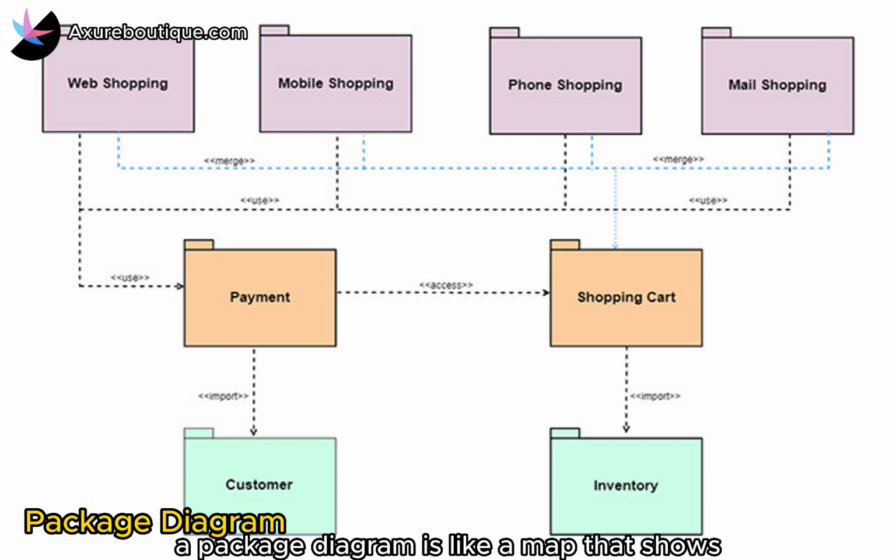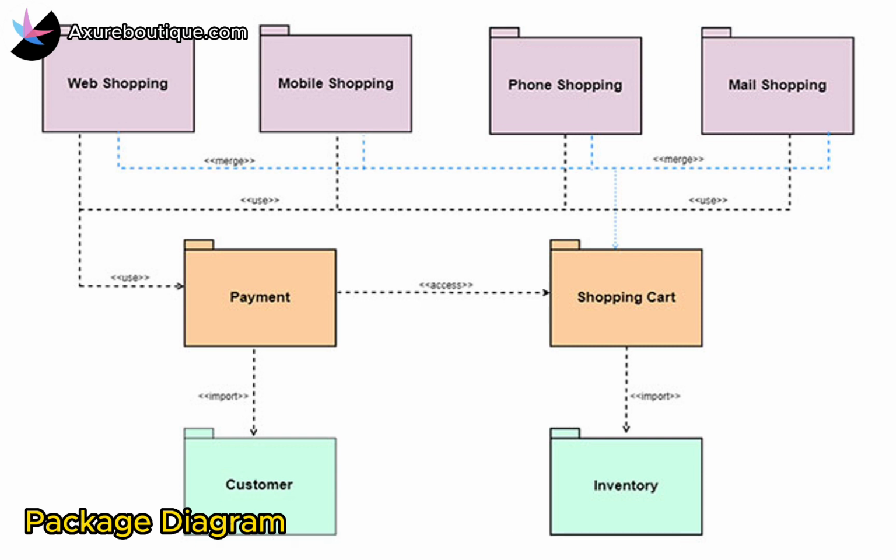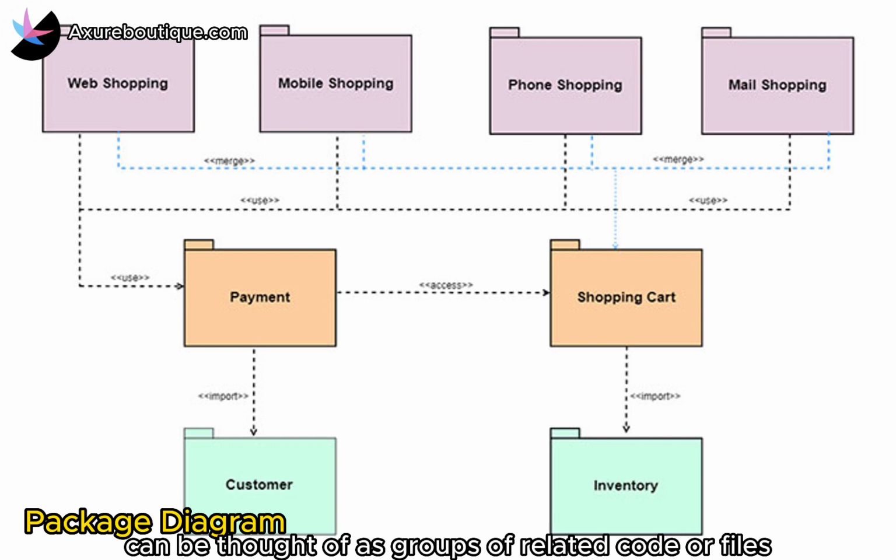A package diagram is like a map that shows how different packages in a system depend on each other. It helps us understand the relationships between these packages. In a package diagram, we use boxes to represent the different packages in the system. These packages can be thought of as groups of related code or files.